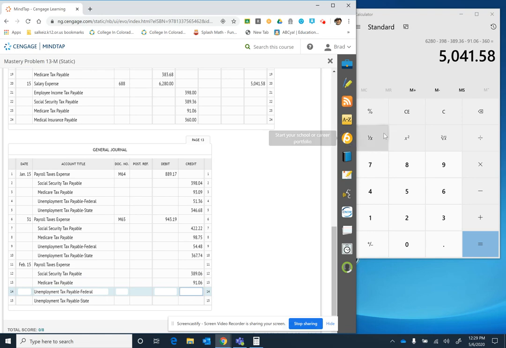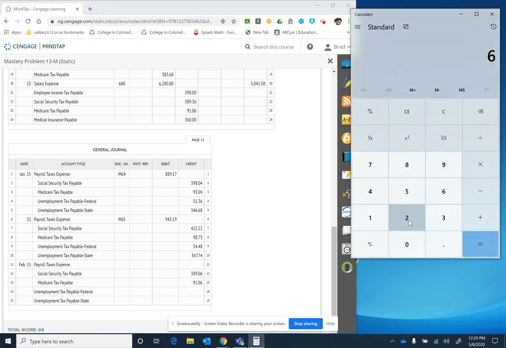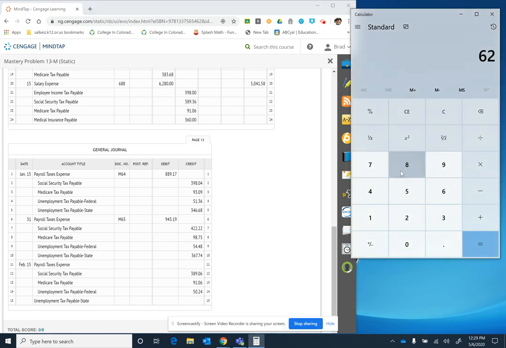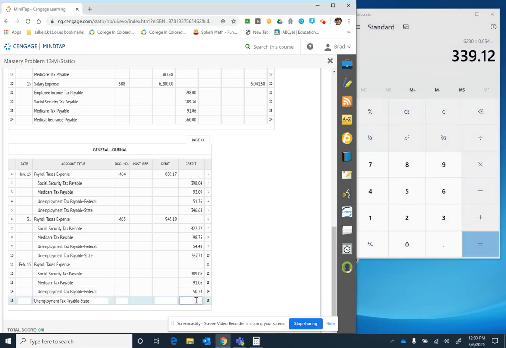So we'll take that gross pay, which is 6,280 times the federal rate, which is 0.008 for 0.8%. And that gives us $50.24. And then we will take our gross pay again to find our state, 6,280 times our state unemployment, which is 0.054. And that gives us $339.12. So we're going to add all these together to find out what our payroll tax expenses are going to be from February 1st to February 15th.